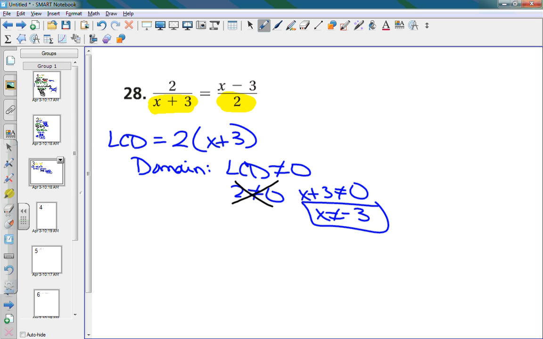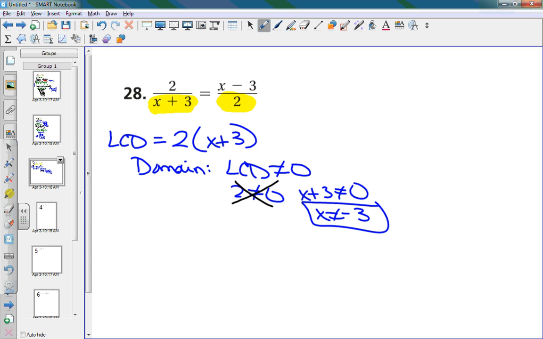Okay, so now, what is this? Because does 2 ever equal 0? So is that ever going to be relevant? No. Okay, now, look at this problem. It's a little different than the previous problem. The reason why it's a little different is because I have a fraction equaling a fraction.